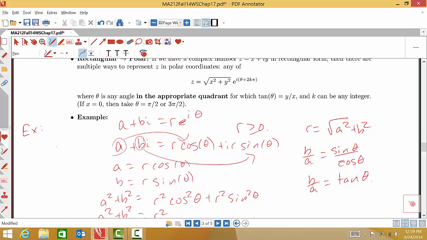So if my complex number is negative root 2 over 2 plus root 2 over 2 i, what do we need to do? We need to choose our r.